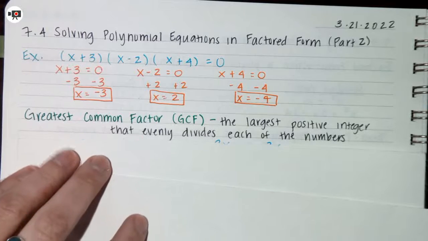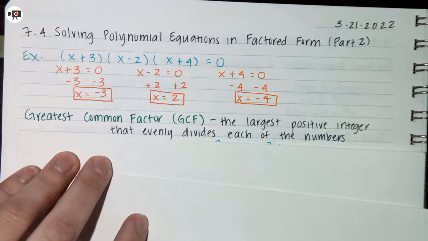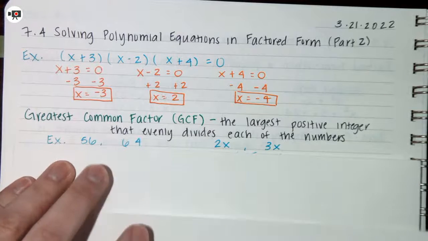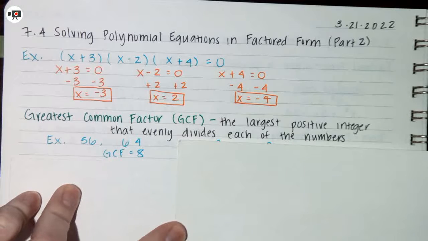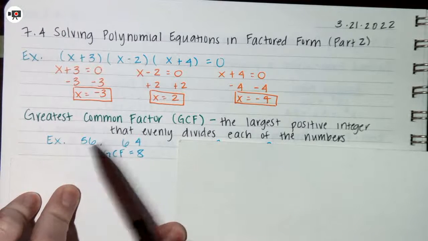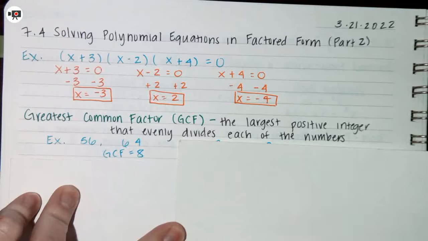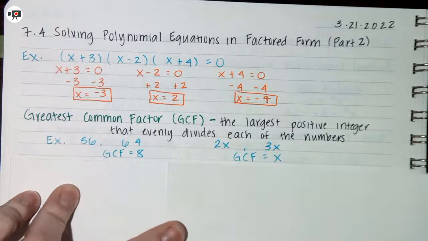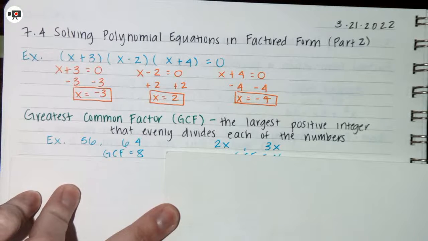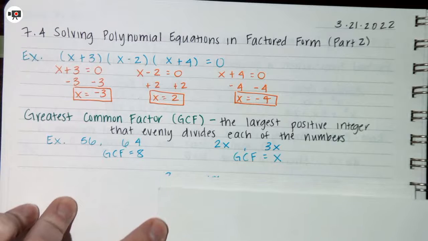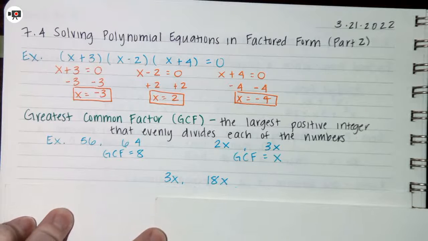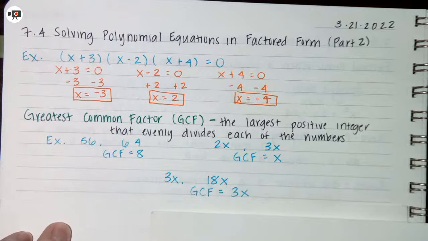I hope you remember the greatest common factor is the largest positive integer that evenly divides each of the numbers. So between 56 and 64, GCF is 8. 8 is the largest number that you can divide each of these by and still get a whole number. Between 2x and 3x, that's 2 times x and 3 times x. So the greatest common factor is x. If I have 3x and 18x, greatest common factor is 3x.